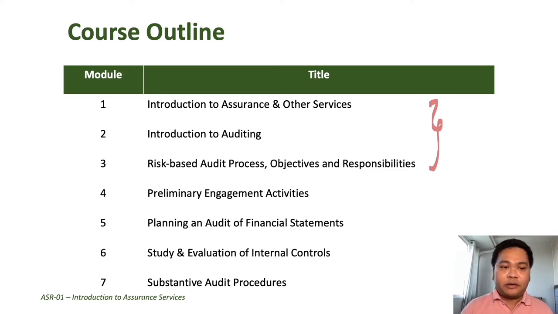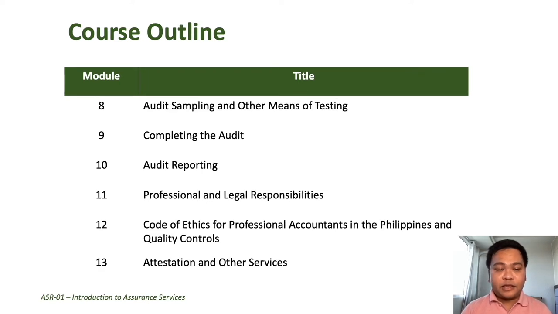And then from topic four onward, we will cover the audit process, starting with the preliminary engagement activities, followed by planning an audit of financial statements, study and evaluation of internal controls, substantive audit procedures, and then, still part of the audit process, topic 8 until topic 10: audit sampling and other means of testing, completing the audit, and issuing the audit report, forming an opinion and issuing the audit report.